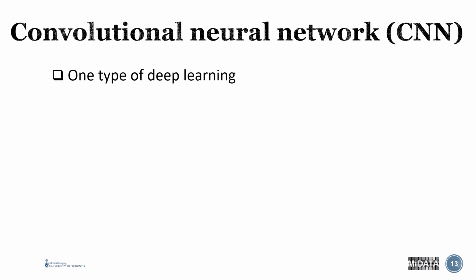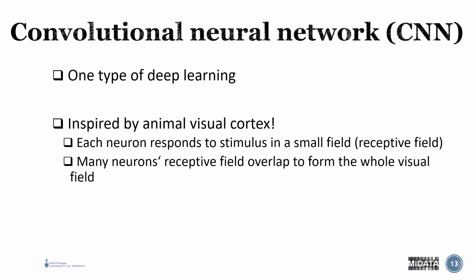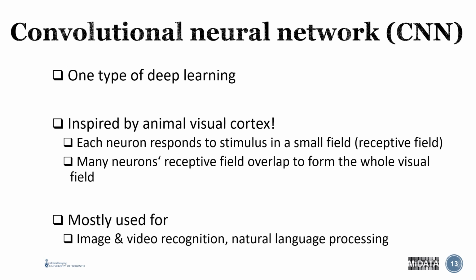So let's take a closer look at this convolutional neural network, or CNN. It is a form of deep learning. It was inspired by the animal visual cortex, which is our own, for instance. Each neuron responds to stimulus in a small field, what's called a receptive field, and many neurons' receptive fields overlap to form the whole visual field. So that's how we see.